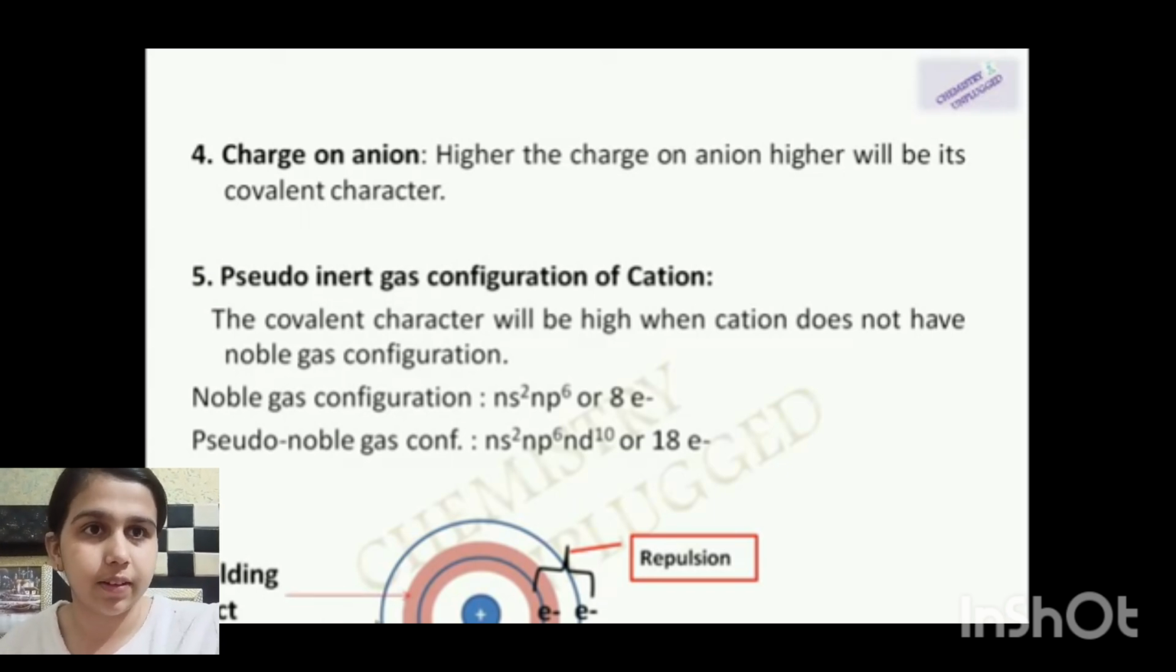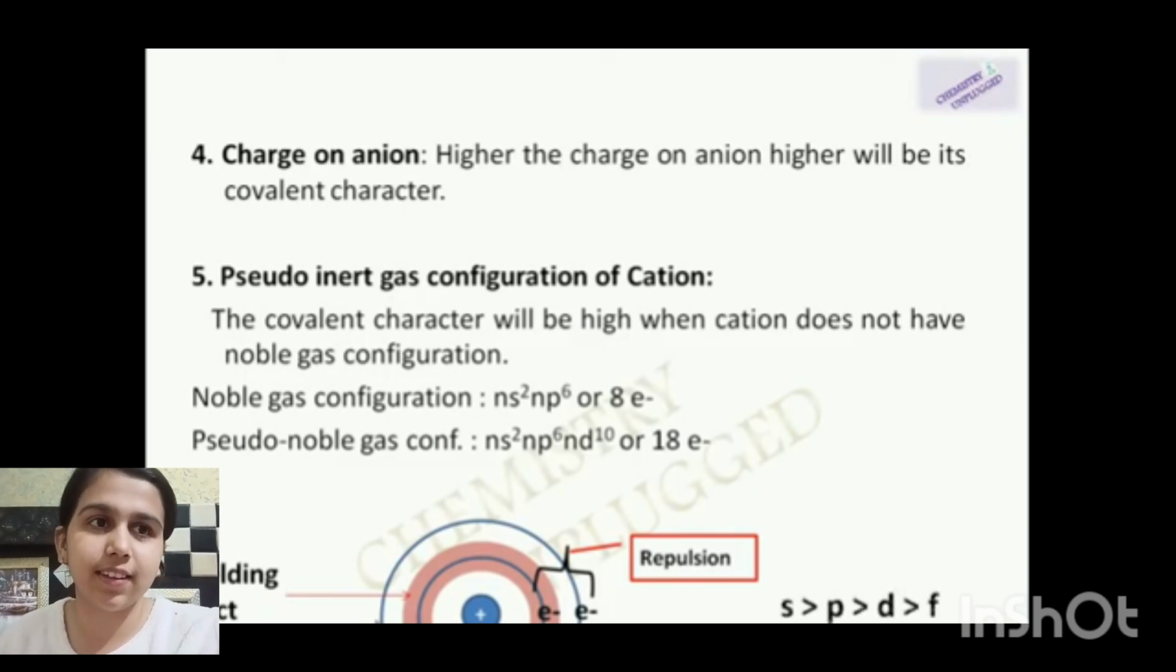And this effect is more pronounced for s orbital electrons than p, d and smallest for f. So in case of noble gas configuration, the electrons are in ns and np shells. So they will cause strong shielding effect.